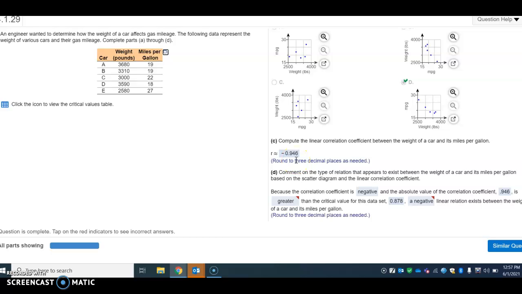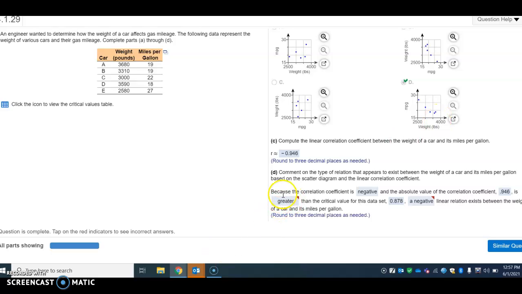That's the correlation coefficient. And what that tells us, since the R is negative, is that the points are somewhat in a linear pattern going down from left to right. So what the negative tells us is that the points are somewhat going down as you look from left to right.